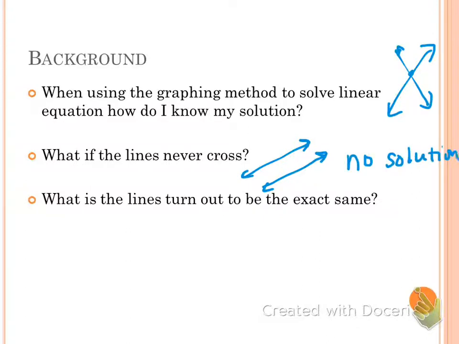Okay? What if the lines turn out to be the exact same? What if I go to graph them and they're identical? How many solutions will they have? Well, every single point they go over is a solution. Because remember, if it's where they intersect or where they cross one another, these lines never leave one another. They stay the exact same. So every single point they come in contact with is a solution. So if I have the same lines, I have an infinite amount of solutions. Okay? So I have three different types of lines that we're going to learn about: intersecting, parallel, and same lines.